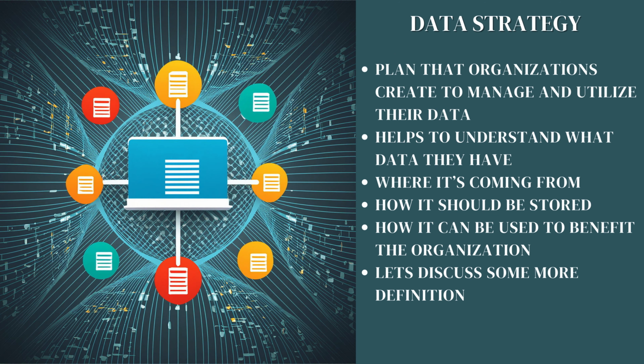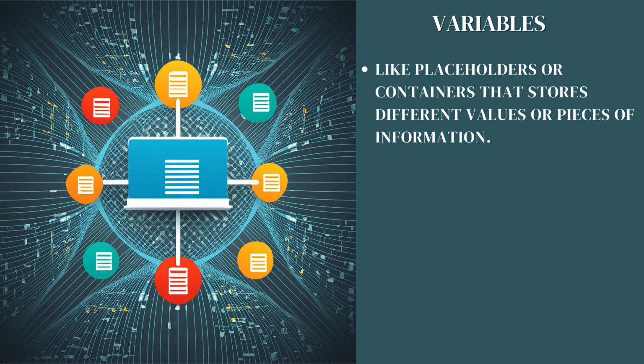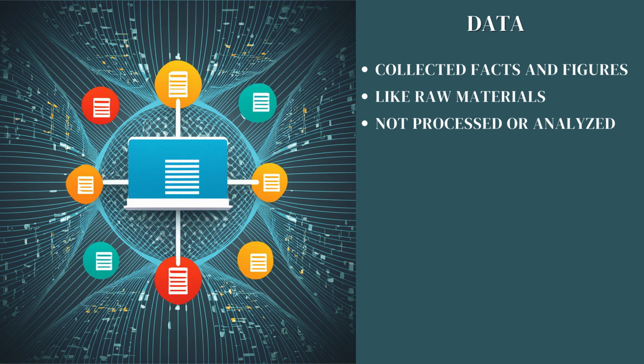Let us start today's lecture with data strategy definition. A data strategy is a plan that organizations create to manage and utilize their data effectively. It helps them understand what data they have, where it's coming from, how it should be stored, and how it can be used to benefit the organization. Next is variables. They are like placeholders or containers that can store different values or pieces of information. For example, in a spreadsheet, we might have a variable called age, where you can store different age values for different people. Data, it refers to collected facts and figures.